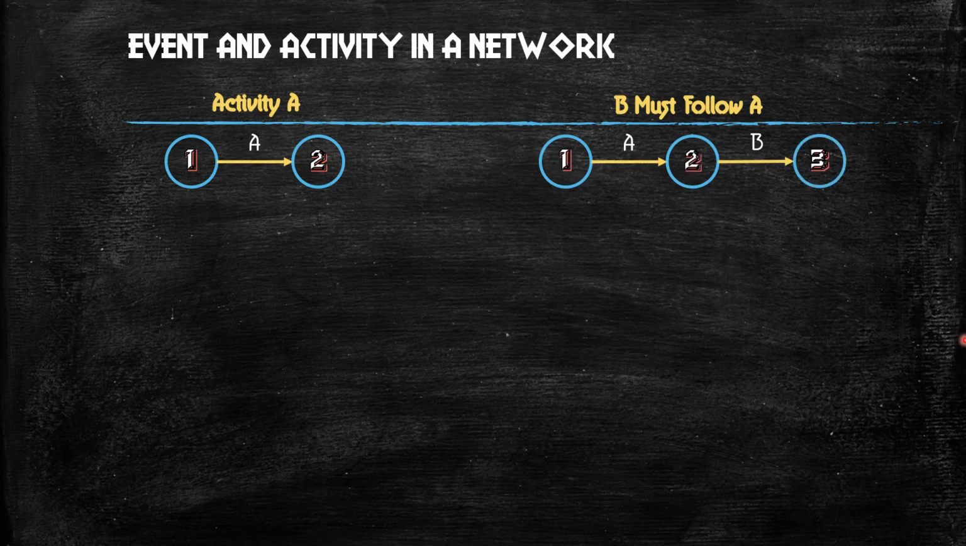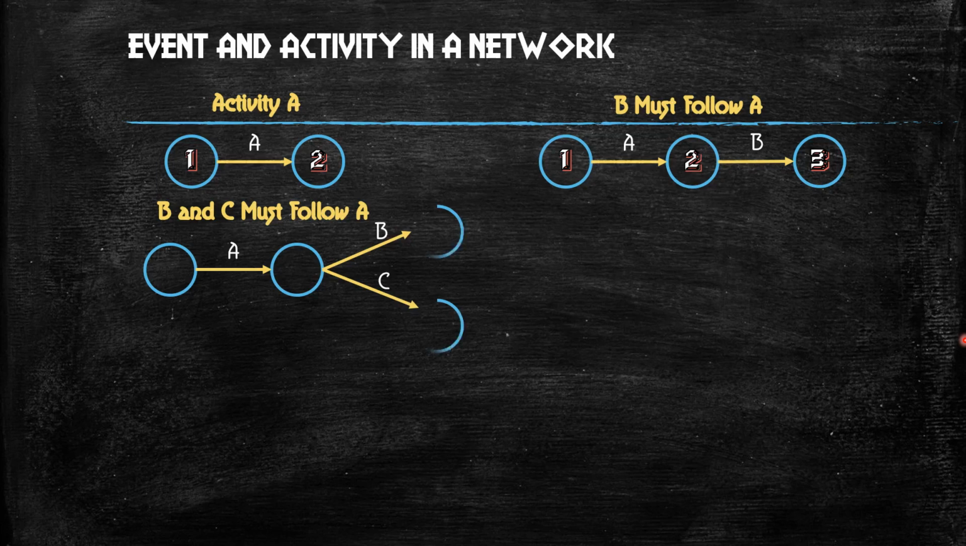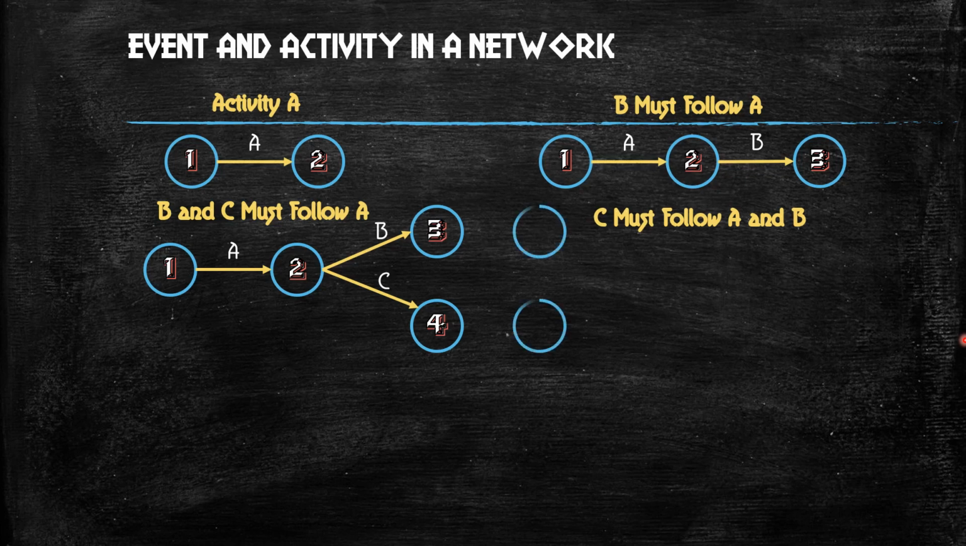1, 2 and 3. Next, B and C must follow A. How to draw this? First we'll draw activity A. From this place you have two activities B and C. 1, 2, 3 and 4. Next, C must follow A and B. Okay, after completion of A and B, we are going to start C. How will it appear? See, first A, B. At this completion, C is being started. 1, 2, 3 and 4.